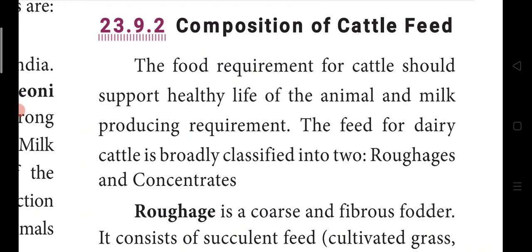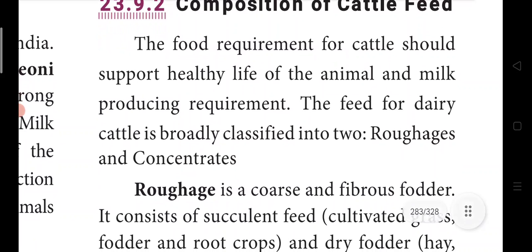So cattle feed. What is the food given to the cattle? What is it composed of? What composition do we feed our cattle with? For the healthy life of these cattle and the milk producing requirement, we have to give the required amount of food to them.